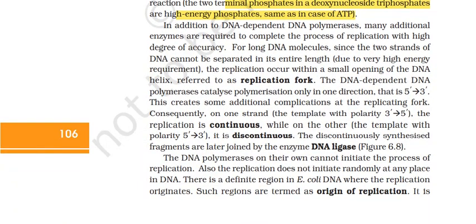In addition to DNA-dependent DNA polymerase, many additional enzymes are required to complete the process of replication with high degree of accuracy. For long DNA molecules, since the two strands of DNA cannot be separated in its entire length due to very high energy requirement, the replication occurs within a small opening of the DNA helix, referred to as replication fork. हम पूरा DNA को पूरे को unwind नहीं कर सकते. We cannot separate the two strands in its entire length. So what we do is there's a certain region जिसको हम replication fork बोलते हैं, Y-shaped region, जिसमें this replication is going to take place.